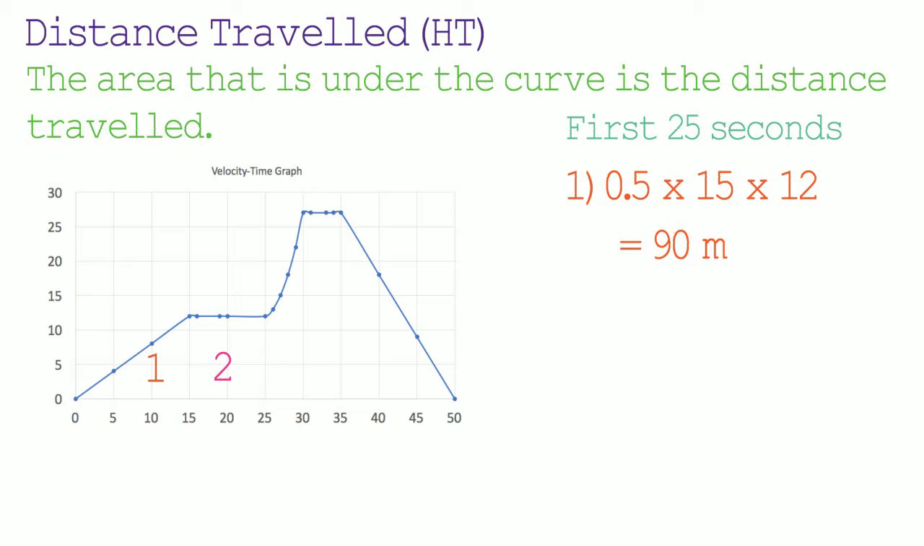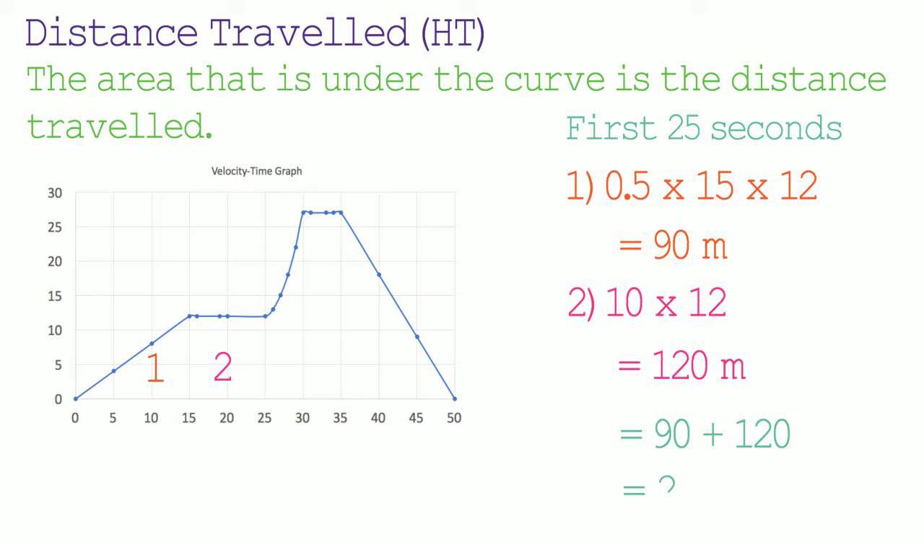We work out the second section by doing base times height. The base for this is 10 seconds, and we get this by doing 25 minus 15. 25 is where the period ends, and 15 is where this period starts. So that gives us 10 seconds, and the height is 12. So we do 10 times 12, and this gives us a value of 120. We then add this to the first section, which was 90, and this gives us a value of 210. So in the first 25 seconds, the object travelled 210 meters.